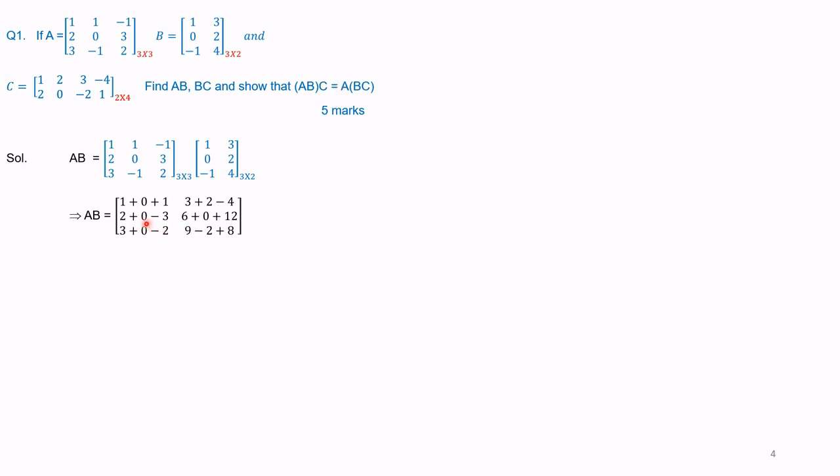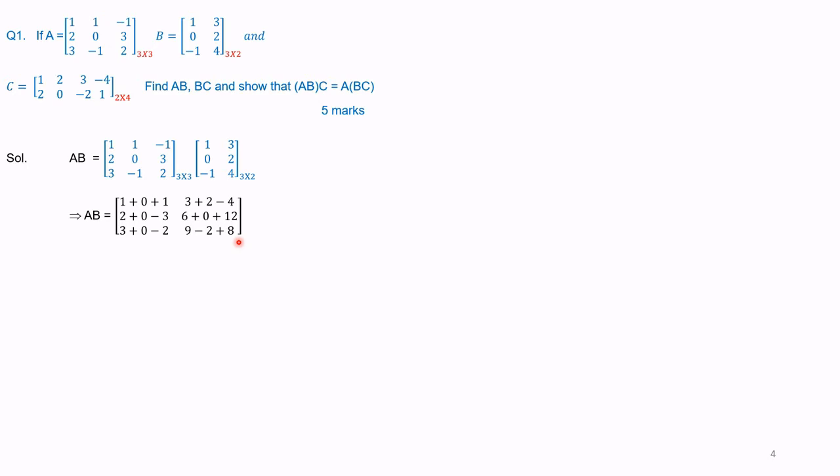Next is the third row. 3 into the third row and first column: 3 into 1 is 3, minus 1 into 0 is 0, 2 into minus 1 is minus 2. And third row, third column: 3 into 3 is 9, minus 1 into 2 is minus 2, 2 into 4 is 8. So please remember the order of multiplication of two matrices.